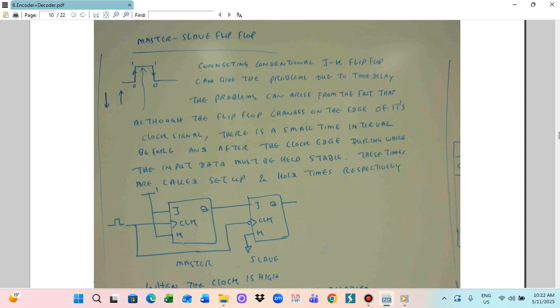So I draw the circuit diagram for the master-slave flip-flop. We connect it like this. There are two JK flip-flops. J and K of the first stage will be the master. J and K are connected to the inputs, and Q is connected to the next stage as J. This next stage is the slave. The clock signals are connected together, and K is connected to the output. So this is the Q. This is the master and slave.